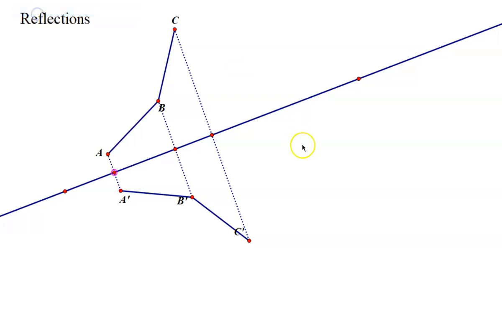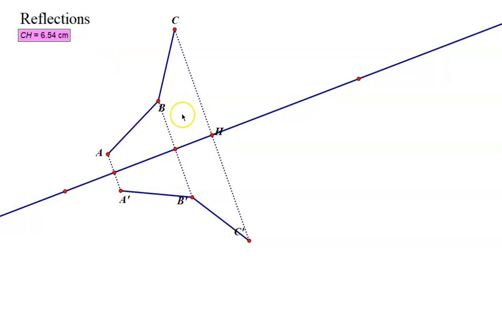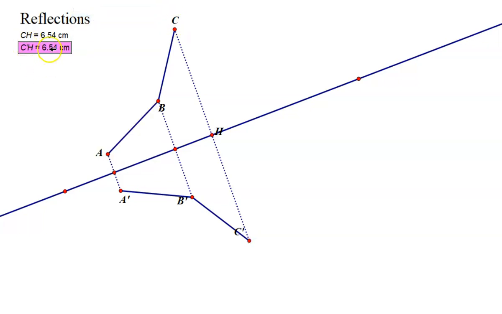Another way of saying that is that from here to here, that distance, and they called that point H, is the same as from C prime. From C to H and from C prime to H is the same distance. Okay, now that's actually very important.